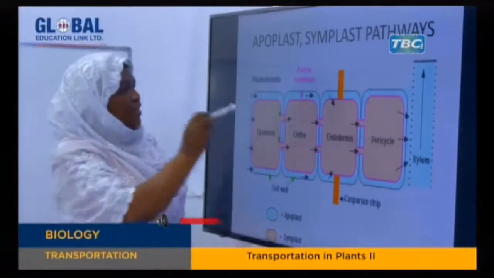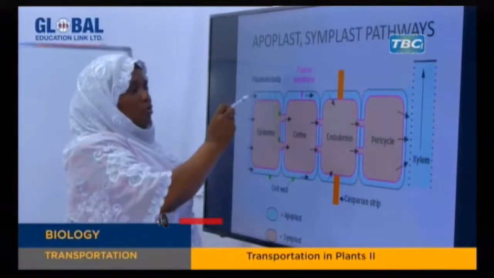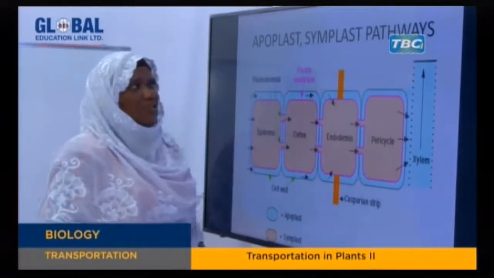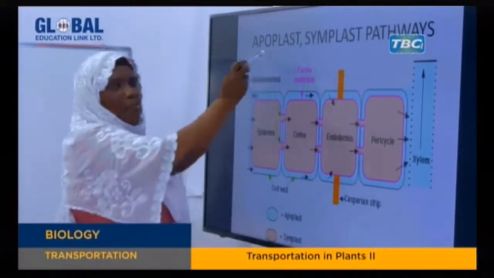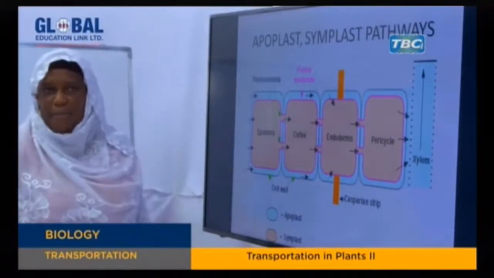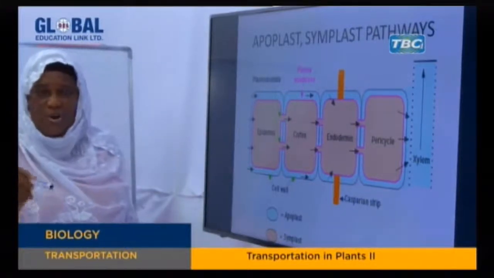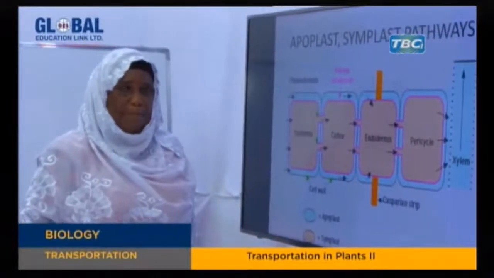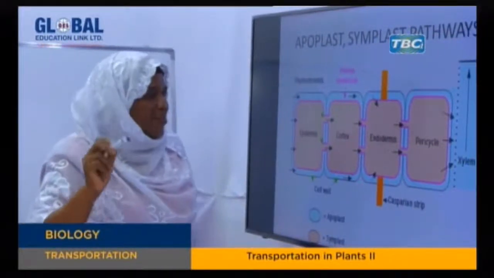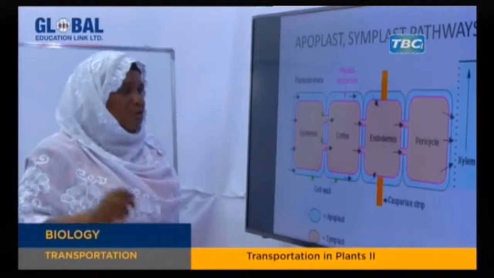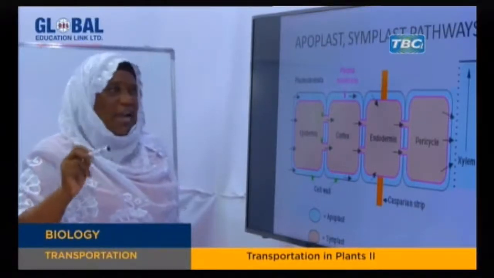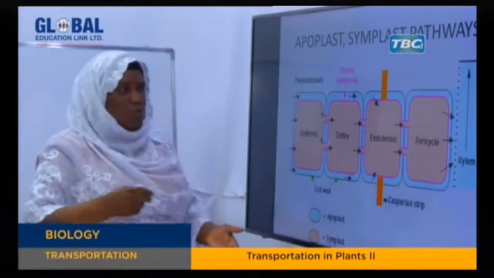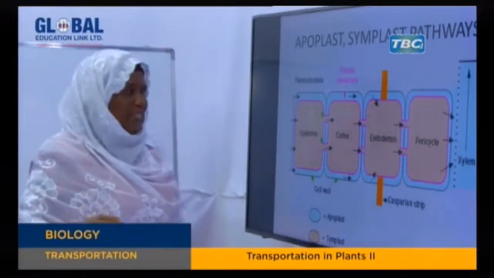Therefore, this route through which water moves through the cell walls is known as the apoplast pathway. But apart from that, water also can move from one cytoplasm to another cytoplasm.